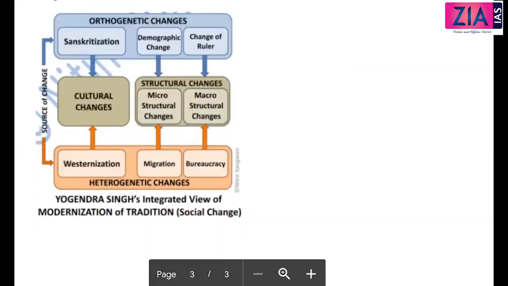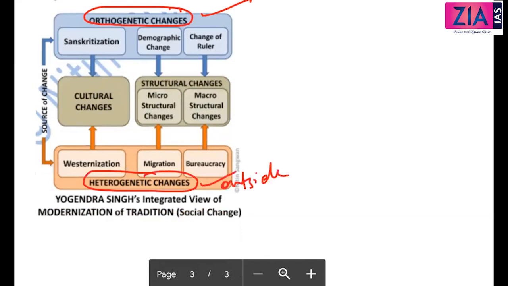So, guys, look into this diagram. Again, this is there in Nitin Sangwan itself. Orthogenetic means endogenous, heterogenetic means exogenous. So this is from outside, this is from within. When we say outside, it can be Islam or the British, but mainly we talk about the British here. So this is the source of change, orthogenetic as well as heterogenetic.